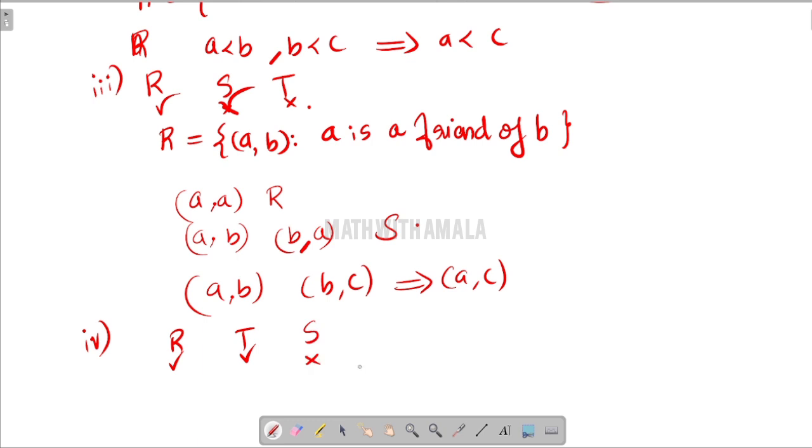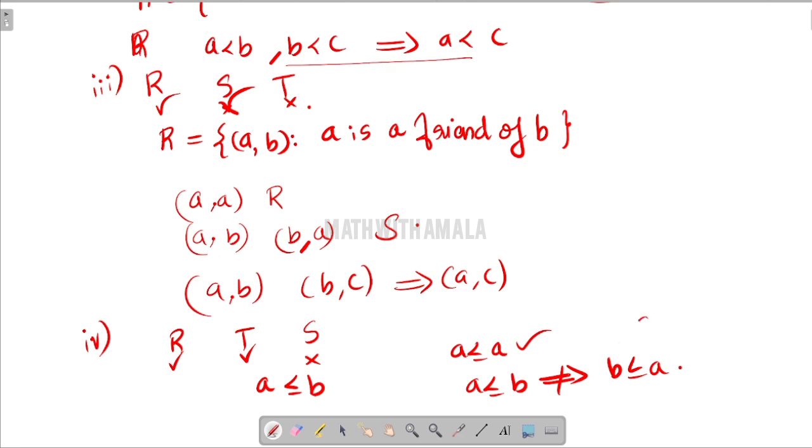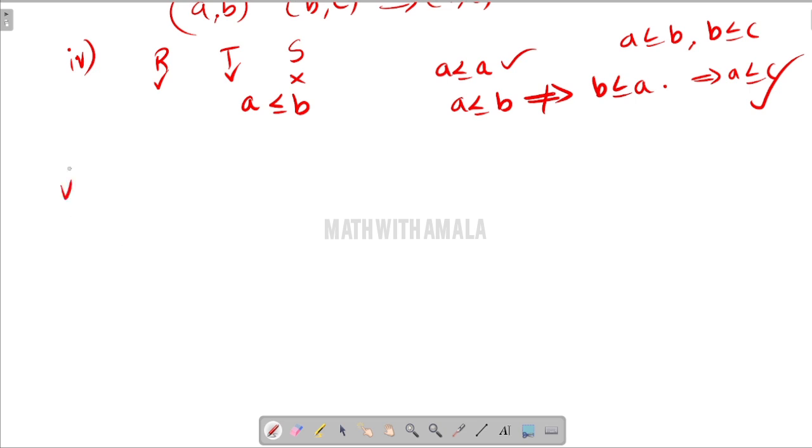Now we need another example for reflexive and transitive but not symmetric. Let us take the example a less than or equal to b. Here a less than or equal to a, hence it is reflexive. a less than or equal to b doesn't imply b less than or equal to a. But a less than or equal to b and b less than or equal to c implies a less than or equal to c. Hence transitivity and reflexivity hold, and symmetry is not possible there.